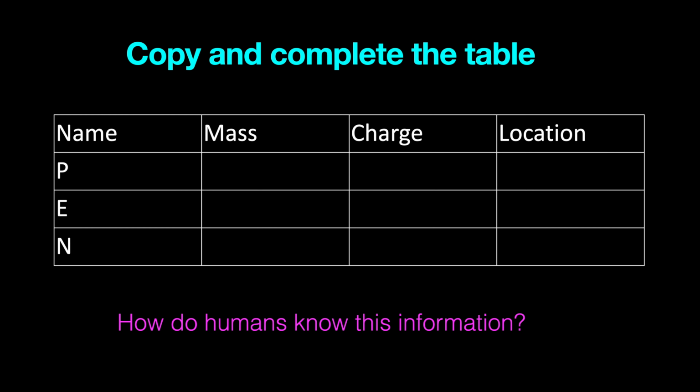So you should have been able to complete this table. Let's go through it very quickly. Our first subatomic particle, that begins with P, is the proton. Protons have a mass of 1 or a relative mass of 1, a relative charge of +1, and they are located in the nucleus.